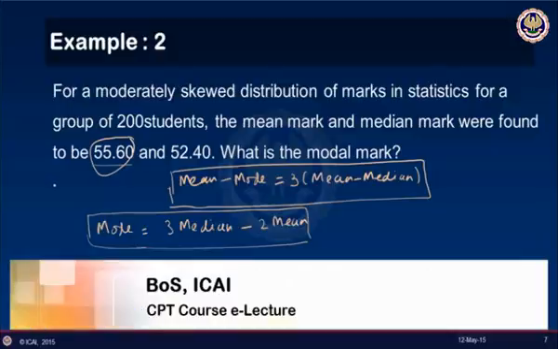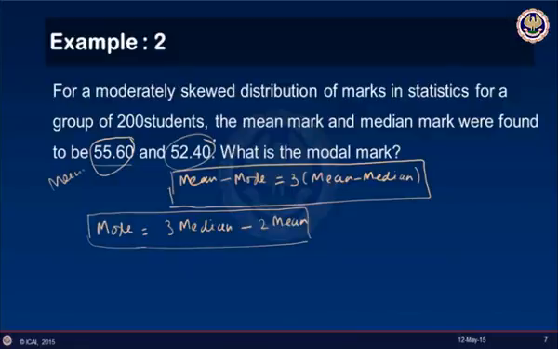Now here, 55.60 is the mean and 52.40 is the median. Now we have to find the modal mark using the formula: 3 times 52.40 minus 2 times 55.60. After simplifying this, 46 is the modal class for this data.